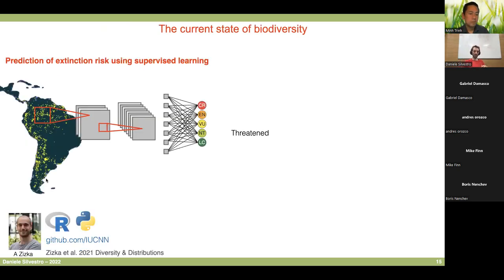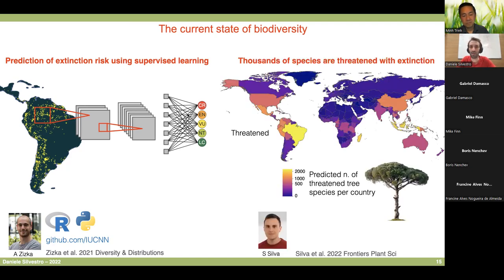And so we've recently developed a deep learning approach to use online data about species and species occurrences to predict basically this threat status. So we can use deep neural networks on occurrence data that are available online, and there are billions of occurrence data actually out there in online databases. So we can use these deep neural networks to make a prediction for which and how many species are endangered today. And we apply this to trees.